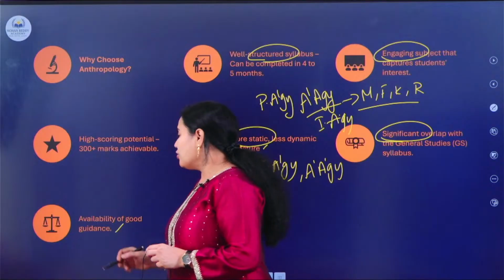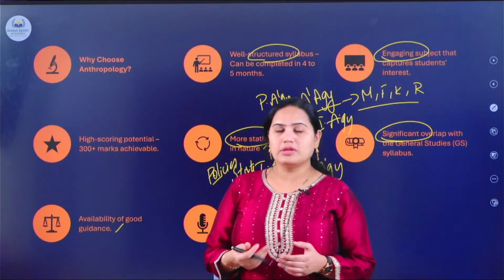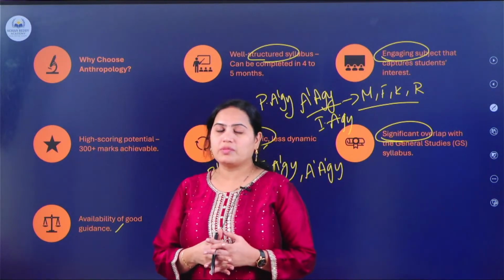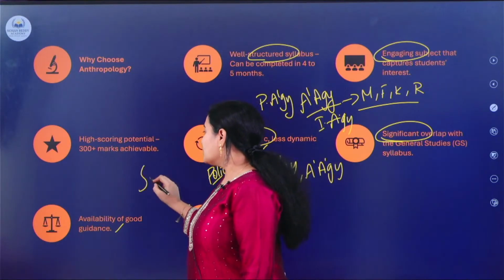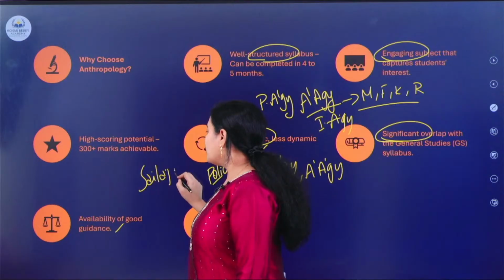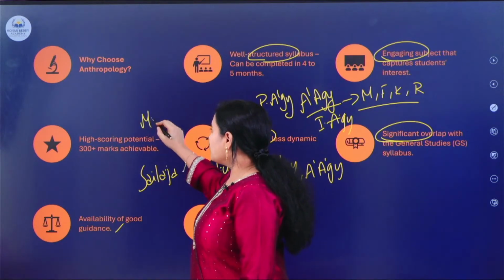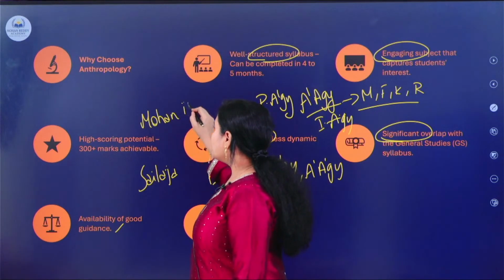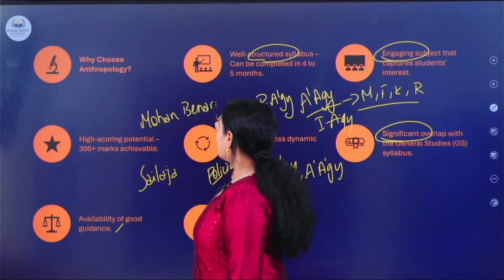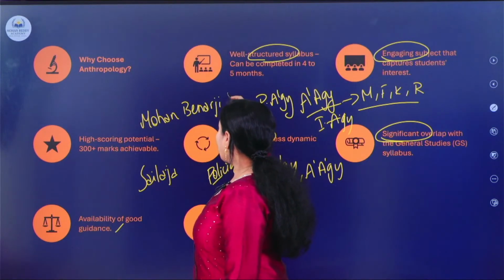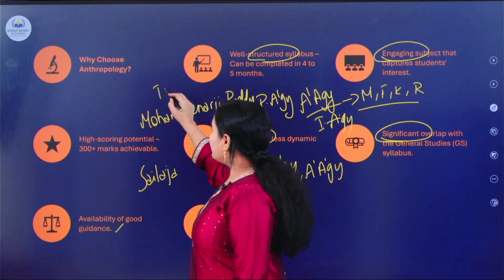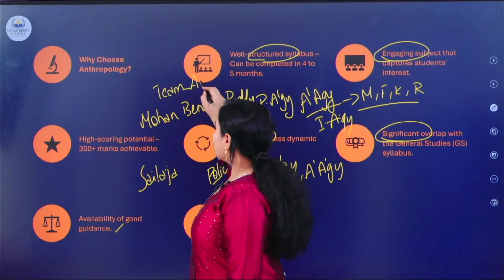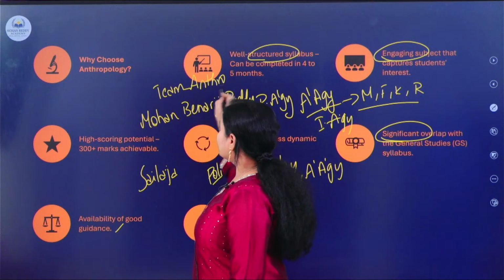And availability of good guidance. That is a good thing about this Mohan IAS Academy. In this academy, apart from me, my name is Shailaja Arati, there is another educator, his name is Mohan Banerjee Reddy. There is also a Telegram group by the name Team Anthro. You can browse that and join it.